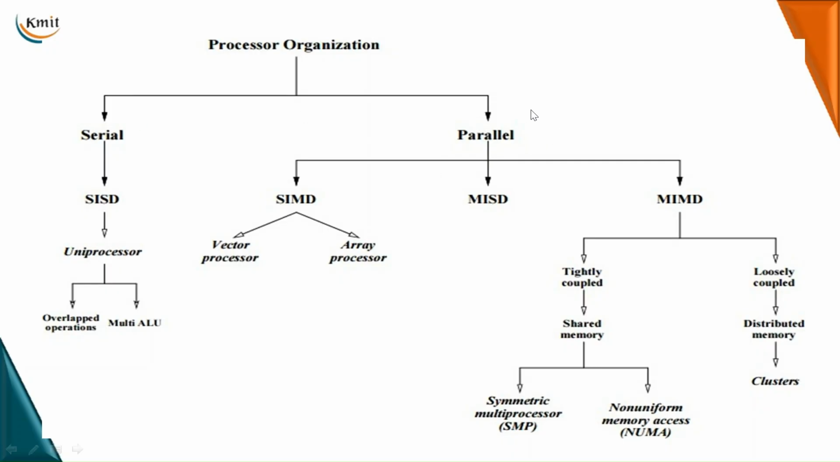But when it comes to the concept of a parallel processing environment, there are multiple possibilities like SIMD, MISD, and MIMD. SIMD, single instruction multiple data stream, can be implemented by vector processors or array processors. When you want to perform execution of a single instruction on multiple sets of data, you can go for vector processors or array processors. And the concept of multi-instruction multiple data stream is implemented by means of multiprocessor systems. There are two types of multiprocessor systems: tightly coupled systems and loosely coupled systems. Let us see.